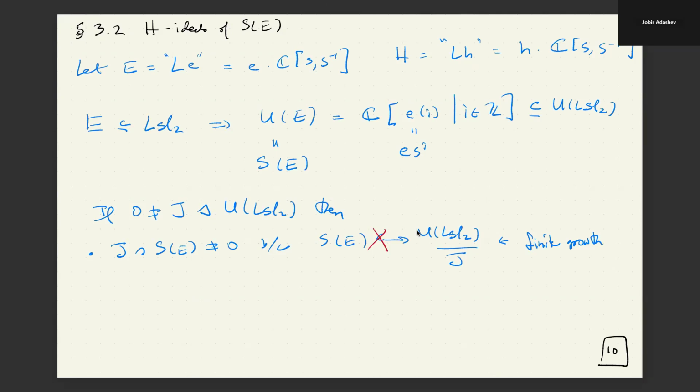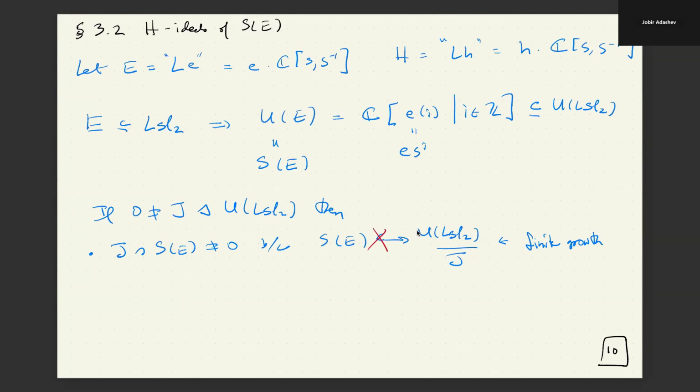So I guess this tells you more. Not only is there an intersection, but this intersection is big, in the same sense that ideals of the enveloping algebra are big. J intersect S of E is so big that it knocks this polynomial ring in infinitely many variables down to something with finite growth. But we don't need to know that it's big. We just need to know that it's non-zero. So that's one thing we know about the intersection of J with S of E.